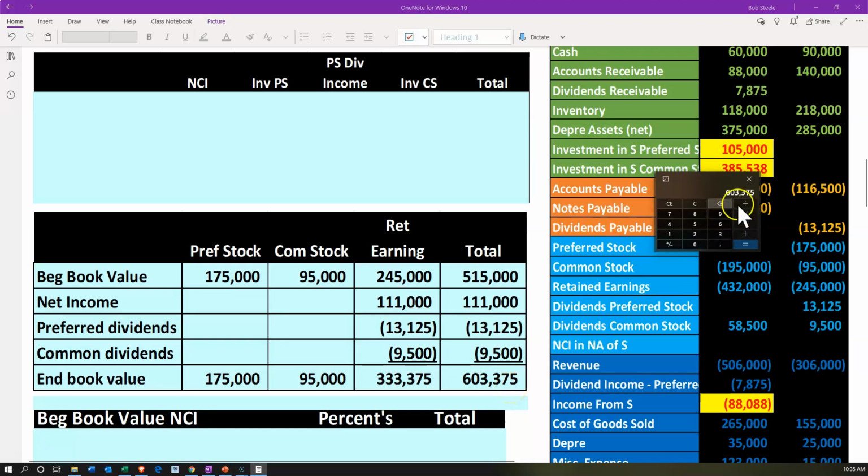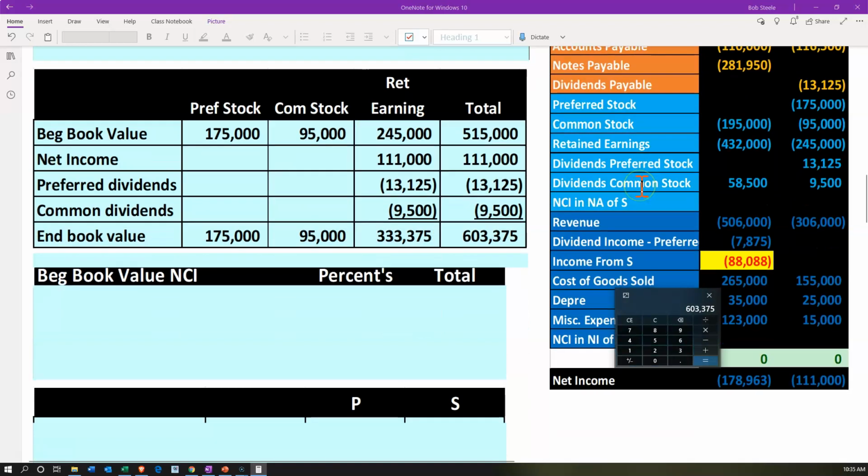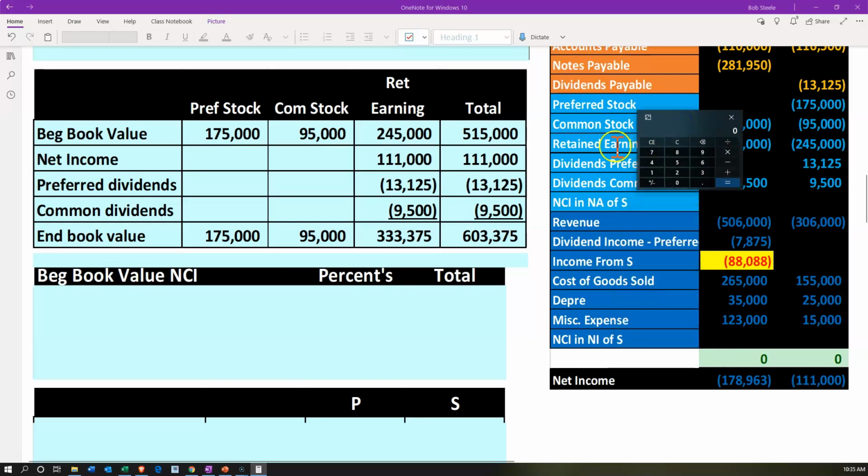Same thing, assets minus liabilities, or we could take all of the equity section, which is what we just did with this table. But sometimes it's easier to just see in a trial balance, where we would say 175,000 plus 95,000 plus 245,000 minus 13125 minus the 9500. And then I'm just going to add the net income, which is all of these, the bottom portion. So we're going to say plus the 111,000. And that's the 603,375.